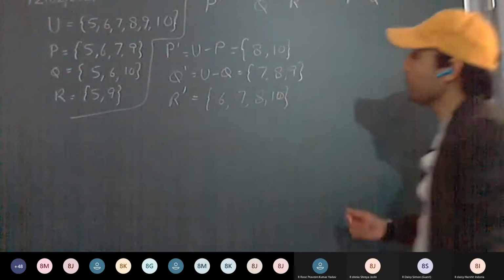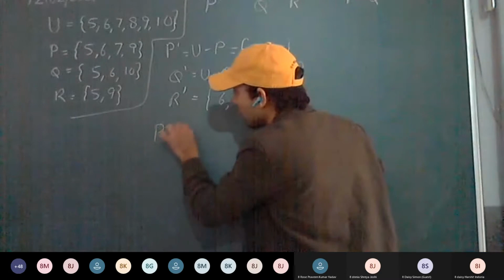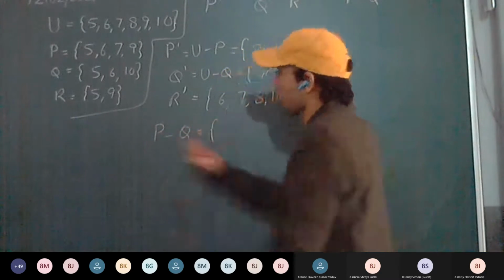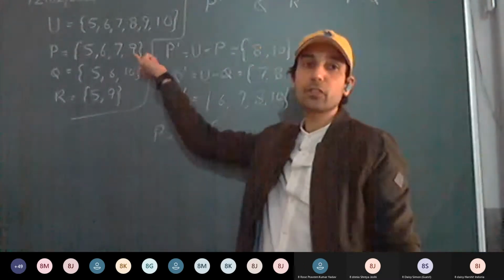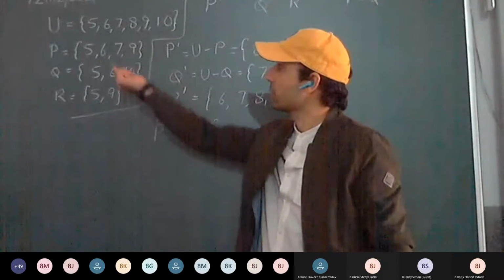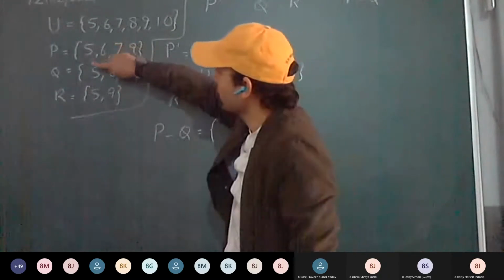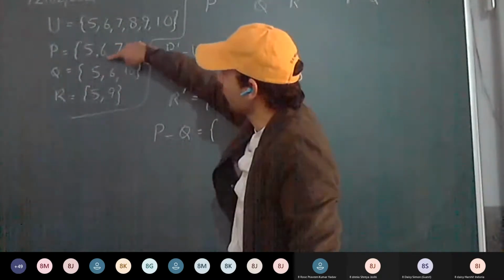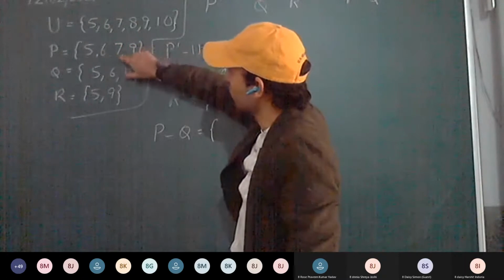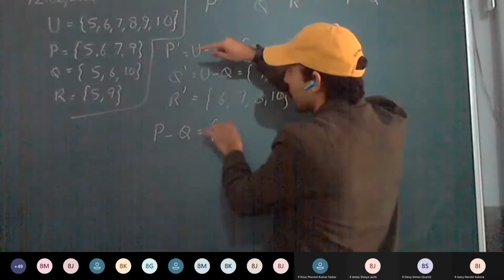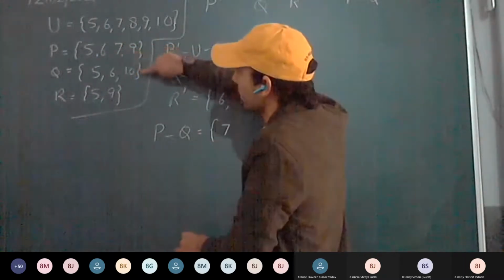Now we have to calculate P minus Q. In the P set we have to remove the elements which are present in Q. So 5 we have to remove, 6 we have to remove. 7 is not present in Q, so 7. 9 is not present in Q.